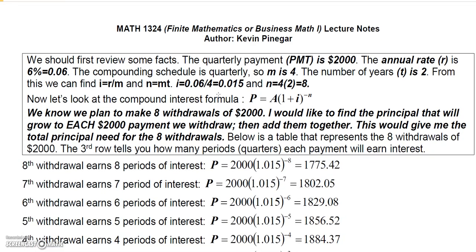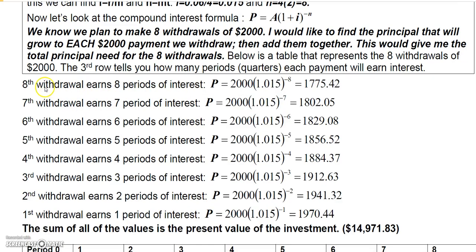Okay? So let's look at it. Let's start at the 8th withdrawal, the very last withdrawal. The 8th withdrawal earns 8 periods of interest. So the amount of principal you would need for that withdrawal would be 2,000 times 1.015 to the negative 8, which is this number. The 7th withdrawal would go through 7 periods of interest, so you would need 2,000 times 1.015 to the negative 7, which is 1802.05. And notice it's increasing each time, because as you get closer and closer to where you started, you're going to have more money because the compounding periods are going to be shorter.